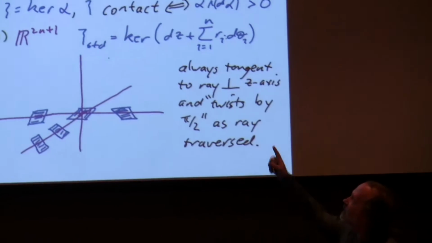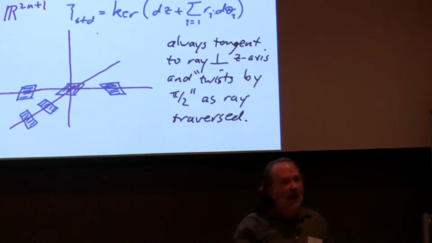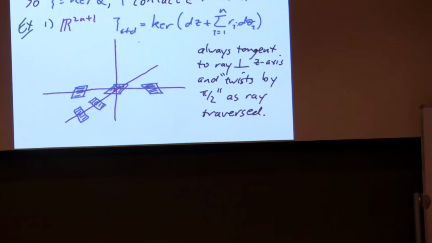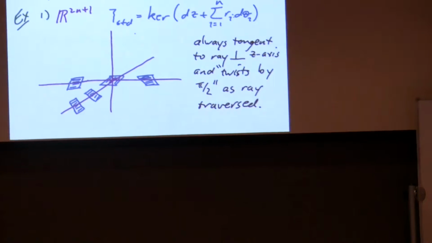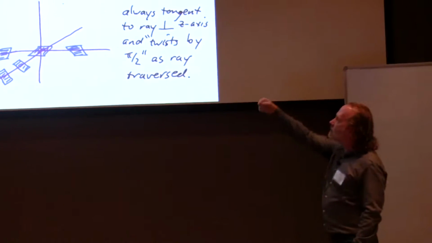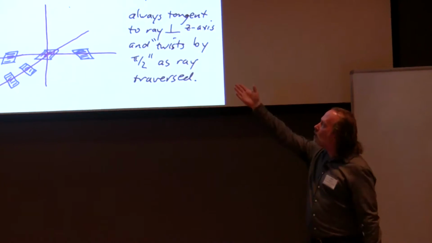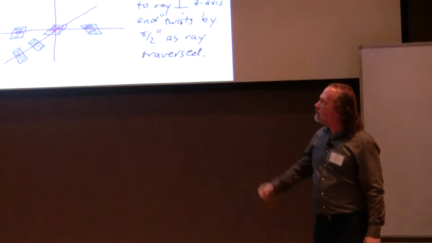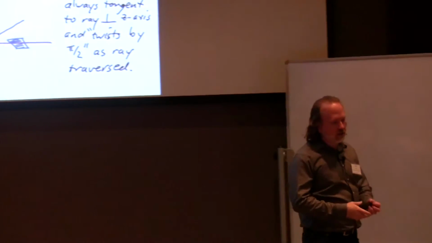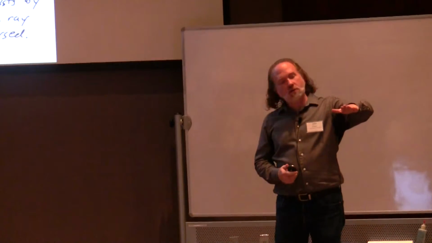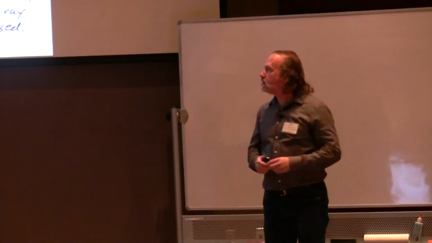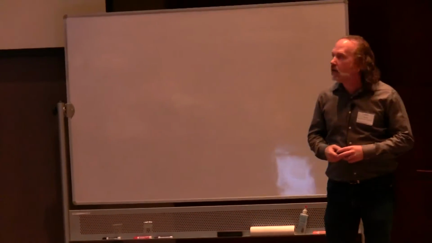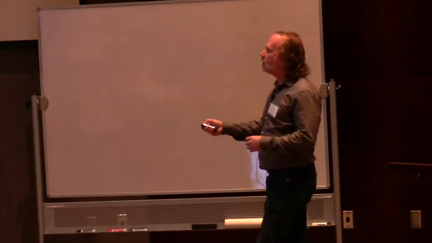Notice when r is 0, you just get dz, so all your hyperplanes are perpendicular to the z-axis. Now take any ray perpendicular to the z-axis. As you move out along that ray, the vector tangent to that ray, the r direction, is always in your hyperplane field. So your hyperplane field is always tangent to the ray. And as you move out, the plane starts to tilt. It tilts 90 degrees, or pi over 2, in a left-handed fashion if you carefully work that out. So this is the canonical picture of a contact structure.